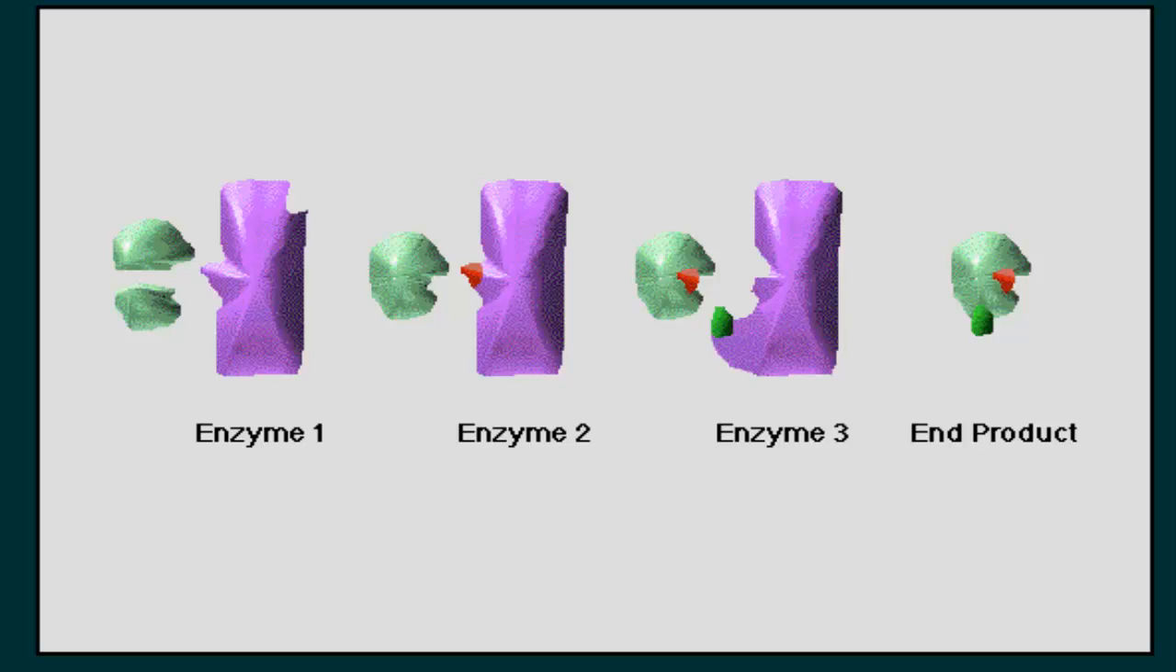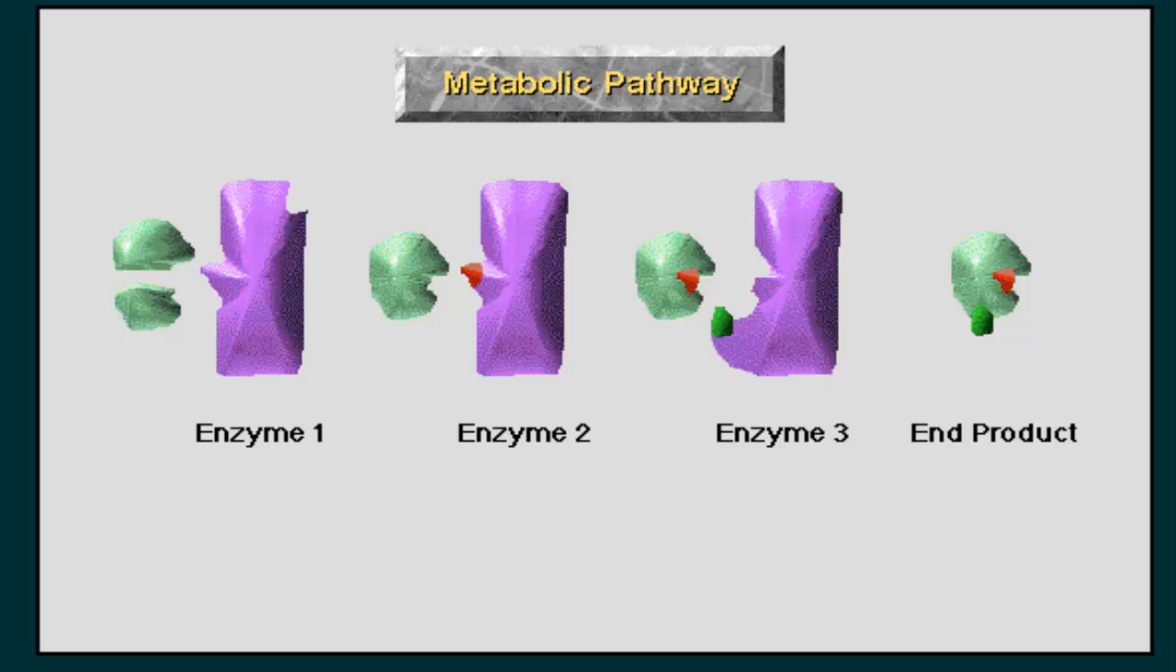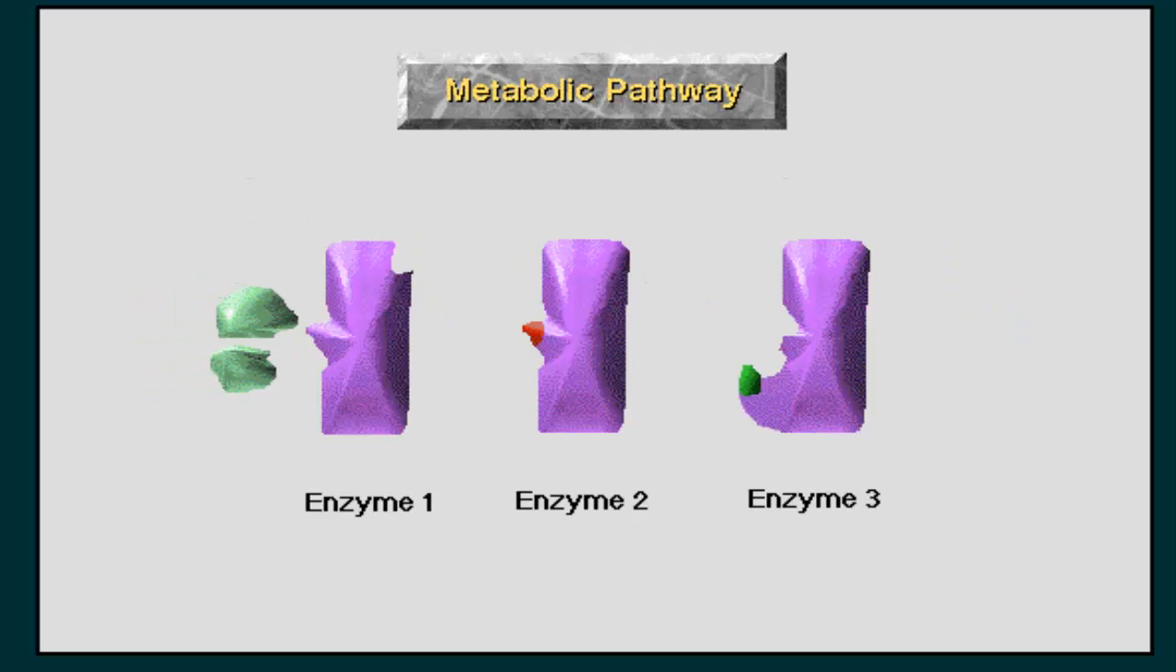Most enzyme-catalyzed reactions are actually part of a series of reactions that enables certain compounds to be built up or broken down. Such a series of reactions is called a metabolic pathway. For each reaction in a metabolic pathway, a different enzyme is used. The product of one reaction becomes the substrate for the next reaction, and so on, until an end product is formed.